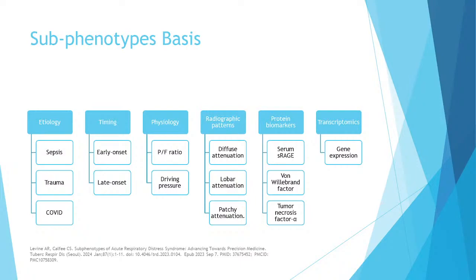Or based on physiology, like driving pressure, that's it. Or radiographic parameters, like you can have a diffuse attenuation, you can have a lobar attenuation, you can have a patchy attenuation, or protein biomarkers. This is a novel thing. Hypoinflammatory and hyperinflammatory subtypes they are defining. That is serum soluble receptor for advanced glycation end products, or your von Willebrand factor, TNF alpha, or based on a new thing, that is gene transcription, transcriptomics, that is still under study. Based on your gene expression, is there any subphenotype?